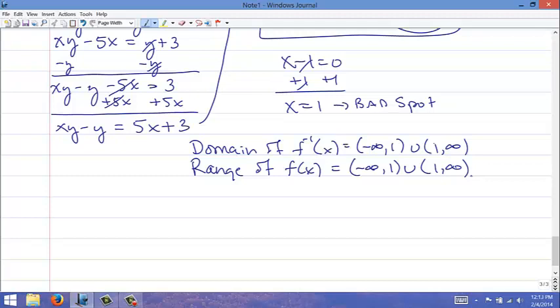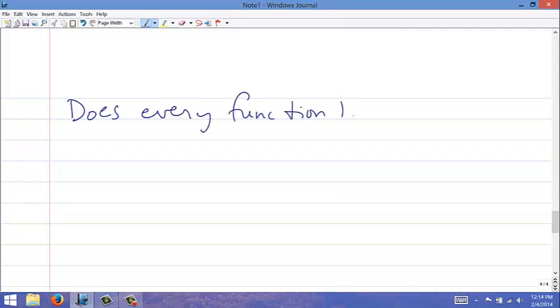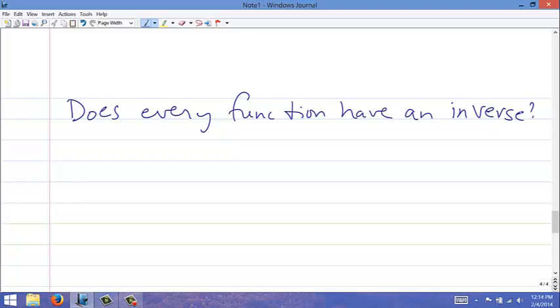All right, so kind of the last thing, just to notice, you may ask the question, does every function actually have an inverse? So does every function have an inverse? Oops, sorry. And so the answer is no, it doesn't.